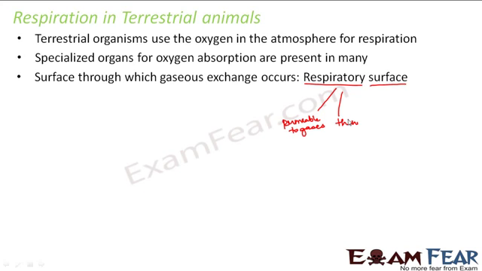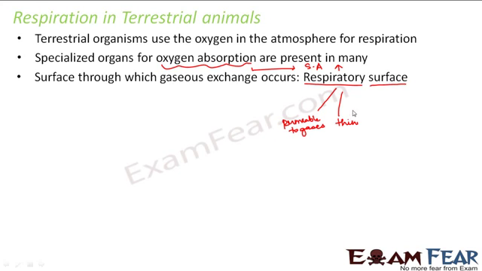So if it is thin, it is more efficient for exchange of gases. Also, for absorption of oxygen, the surface area should be large. For example, I gave you the example of gills, right? So to ensure better oxygen absorption, the surface area should be large, right? Now, since exchange of gases takes place across this surface, this place should be well protected.